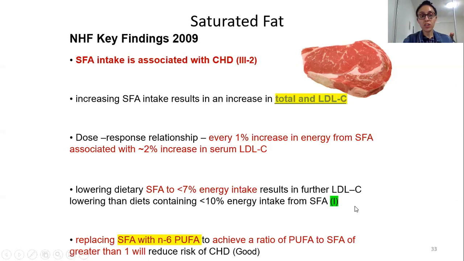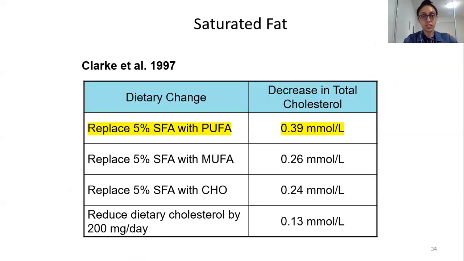Okay, so moving further. Basically what is shown is that if you replace 5% of saturated fat with PUFA, the total cholesterol decreases by 0.39 millimoles per liter. This is just showing you the ratio of it. So if you replace 5% of your saturated fat intake with PUFA in your diet, it decreases cholesterol by so and so number.